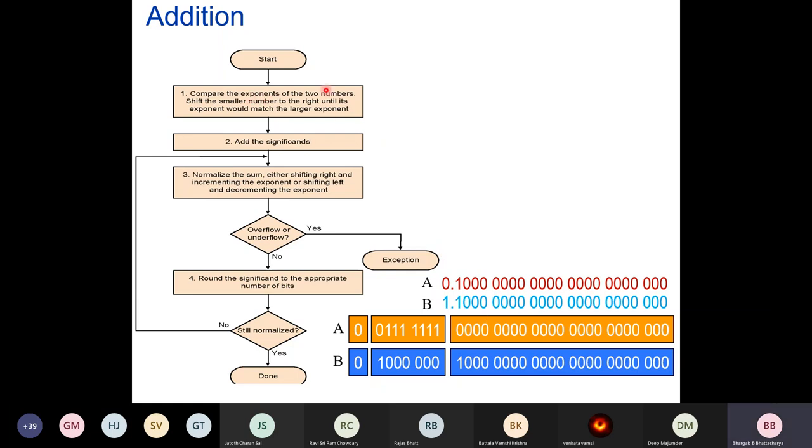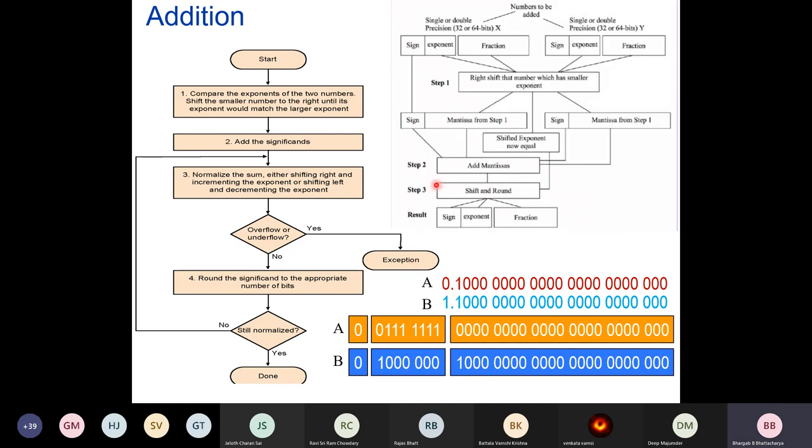Compare the exponent of the two numbers and shift the smaller number to the right. So we get this. And then you keep on, add the significand, normalize the sum, either shift right or shift left depending on the exponent value, check whether overflow or underflow. If yes, then something needs to be done. Otherwise, you round it by using some technique which you have not yet discussed. And the rounding may disturb the normalization. Keep on looping this and exit.